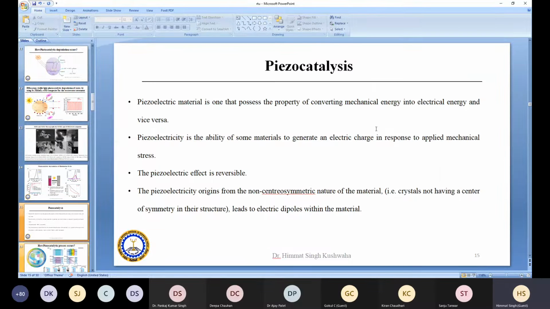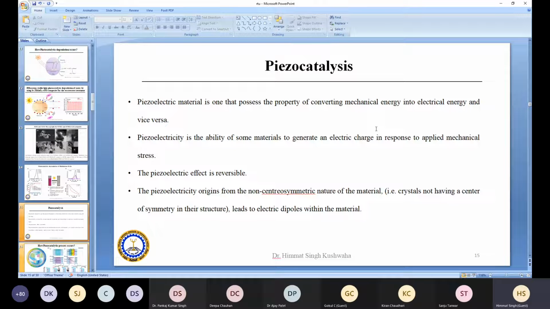Another catalytic process for which these nanomaterials can be used is the piezocatalysis process. Piezocatalysis is catalysis by piezo energy. You all know piezoelectric materials have the property of converting mechanical energy into electrical energy, and vice versa. It means when we apply mechanical force to these piezoelectric materials, they generate some electricity or electric signal, or when we give electrical energy to them, they deform, like they will bend, or there will be bending or elongation within the material.